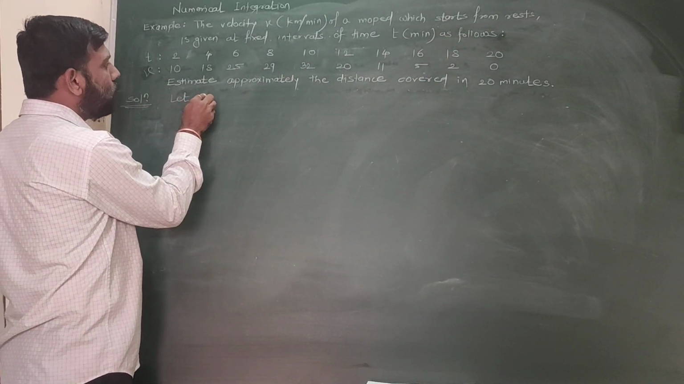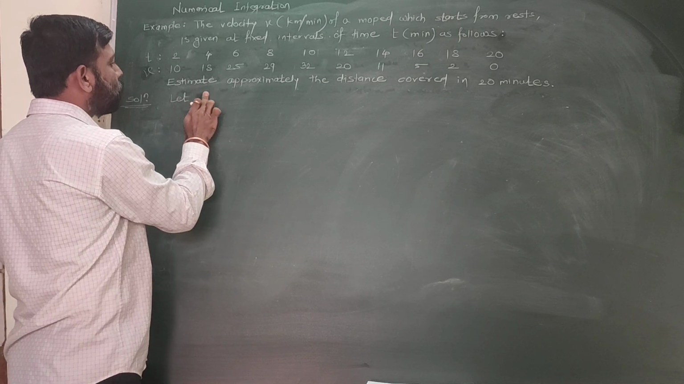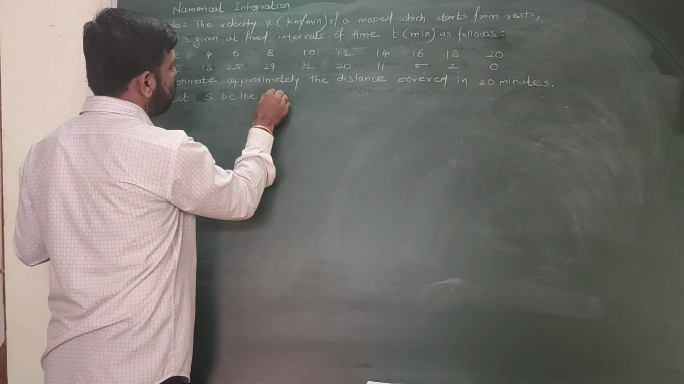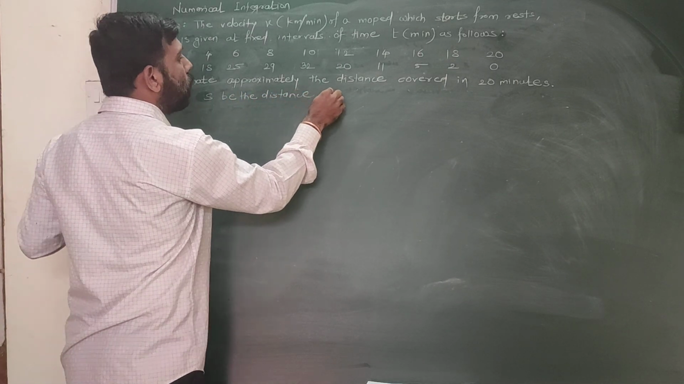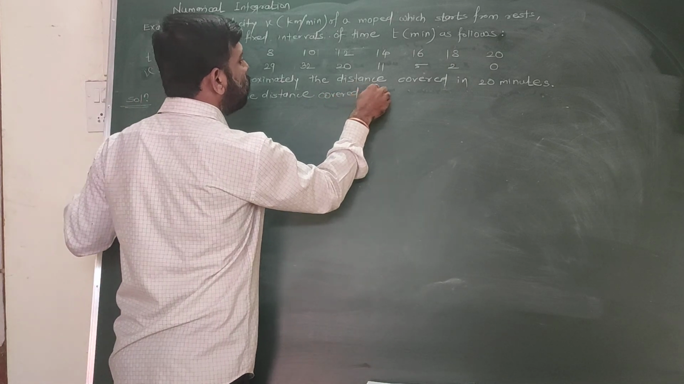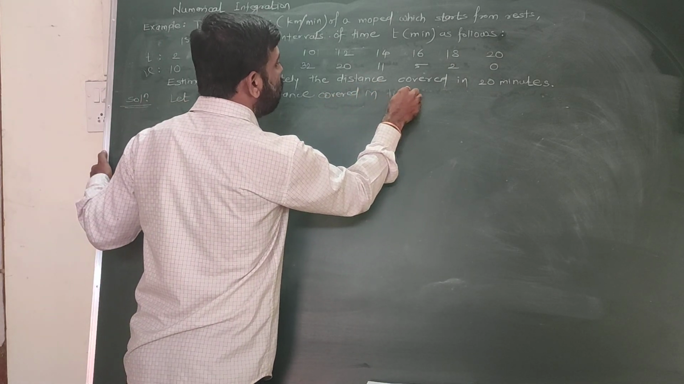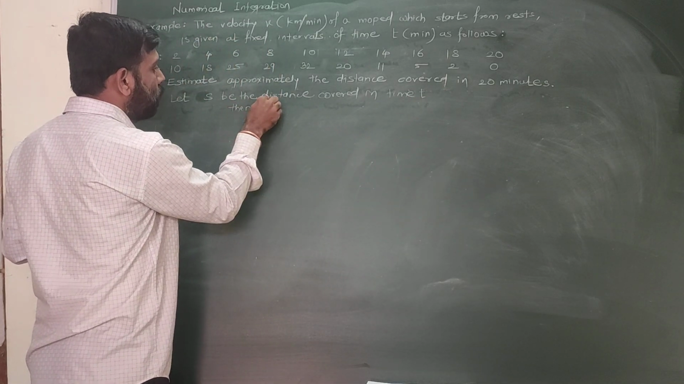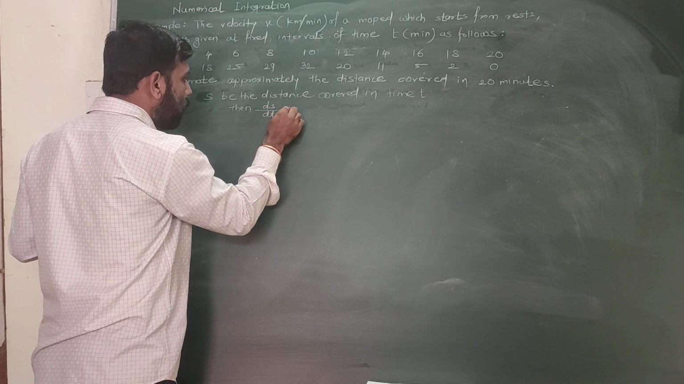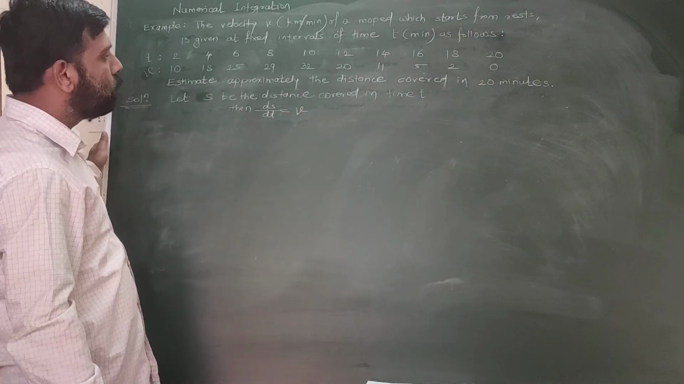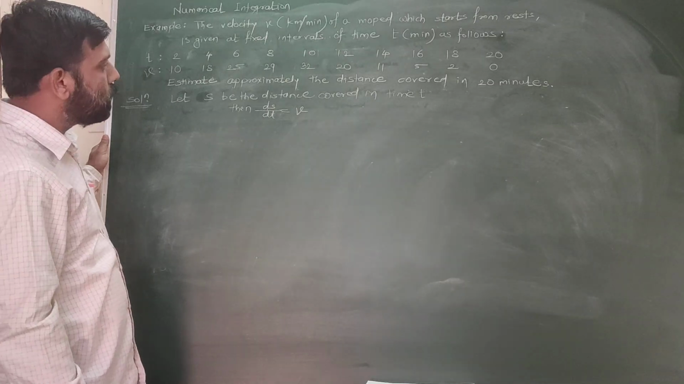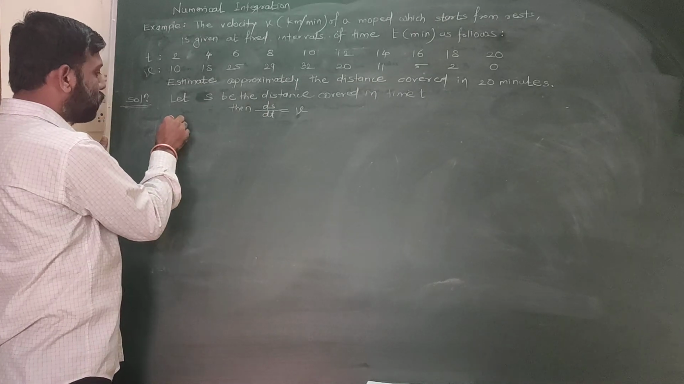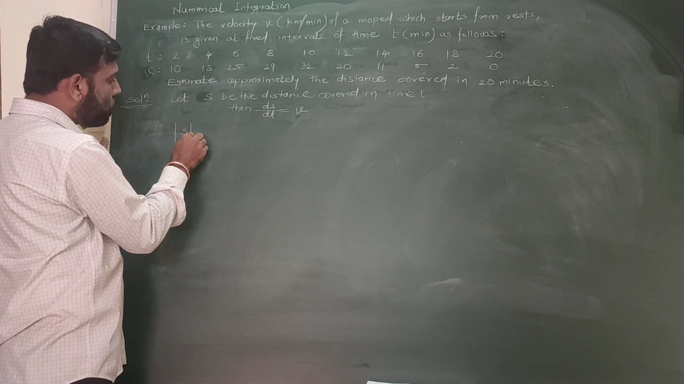Now let S be the distance covered in time t, then ds by dt is nothing but our velocity. Distance with respect to time is nothing but our velocity. Now we have to find the distance with respect to time.